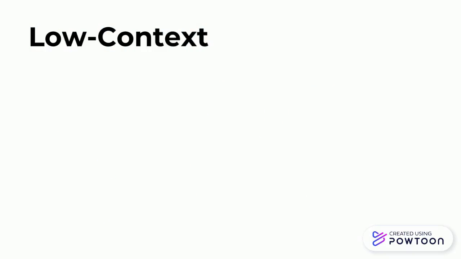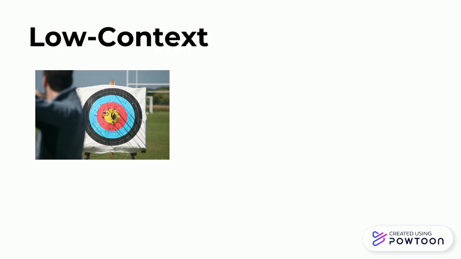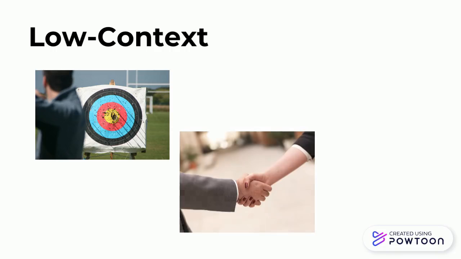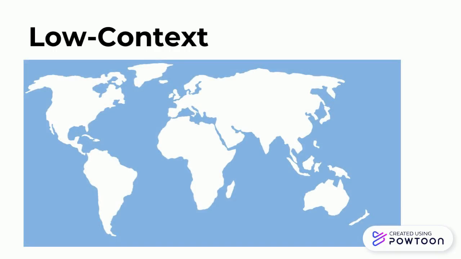On the contrary, low context cultures communicate directly and explicitly. They use fewer pauses, and working relationships are more flexible. Words are usually interpreted directly without hidden meaning. Countries that have low context cultures include Germany, Sweden, the US, and Australia.